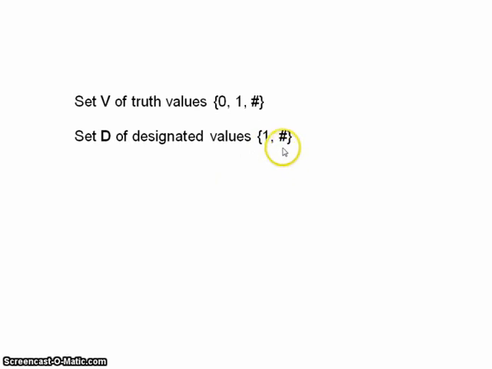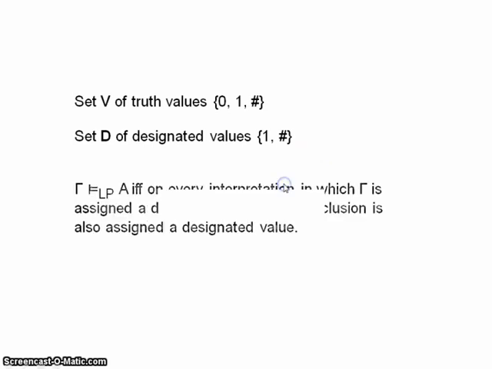Okay, so for the logic of paradox, it's clear that our set V of truth values is expanded to 0, 1 and hash, and our set D of designated values is 1 and hash. Our definition of semantic consequence in LP is precisely the same as for propositional logic. Semantic consequence obtains if and only if, on every interpretation in which our premises have a designated value, our conclusion also has a designated value.